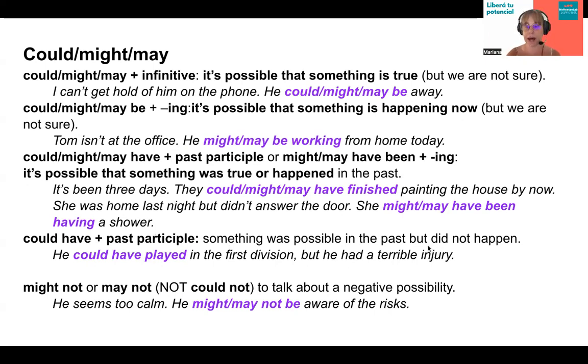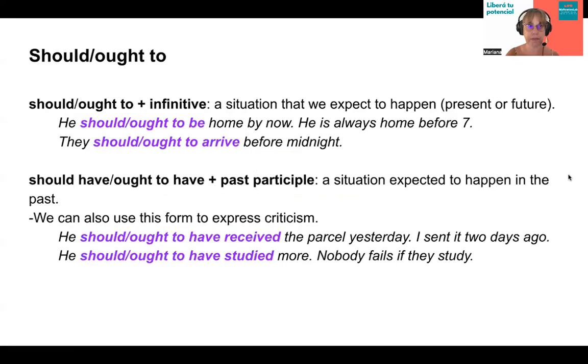Something was possible in the past, but did not happen. He could have played in the first division. Now look at this last example. Might not or may not, but not could not, to talk about a negative possibility. Like when you say, he seems too calm, okay, like this example here, he might or may not be aware of the risks. In this case, could not would not apply for the same functionality.